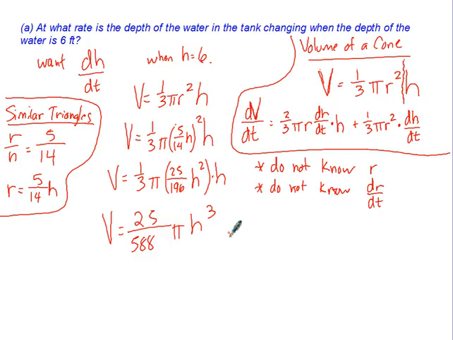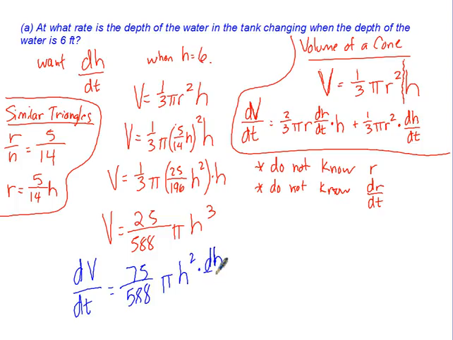So now, at this point, take the derivative. So it'd be what? Well, dV/dt equals 75 over 588 pi h squared dh/dt, right? And then, of course, I still want the same thing, which was what? dh/dt. Do I know dV/dt? Do I know an h? So let's plug in and solve.